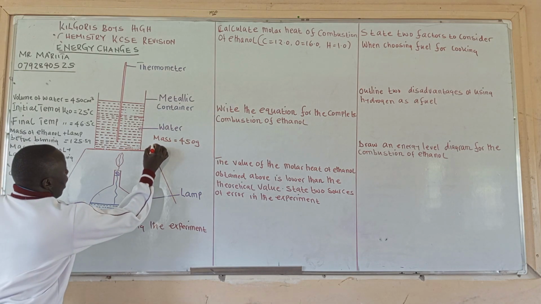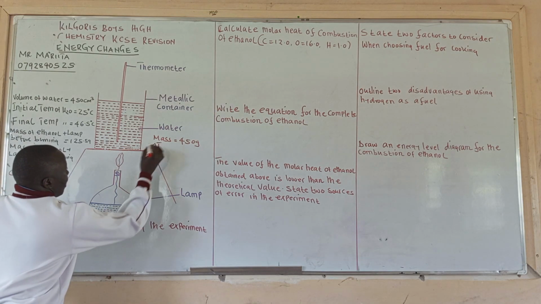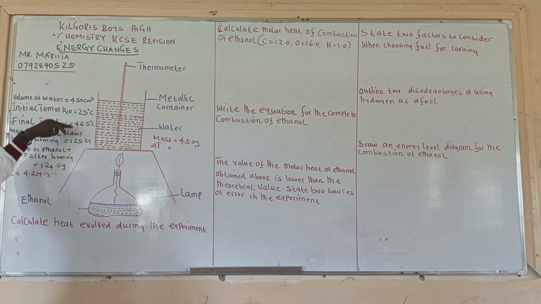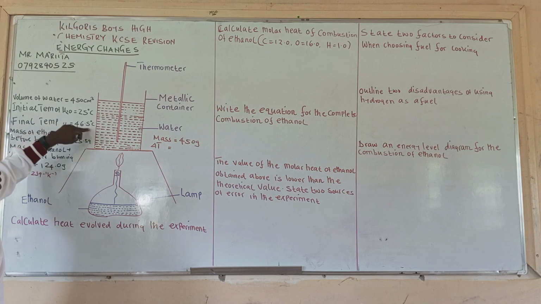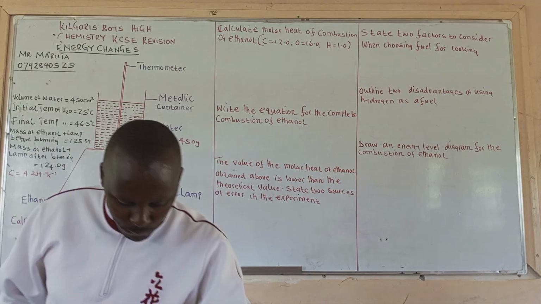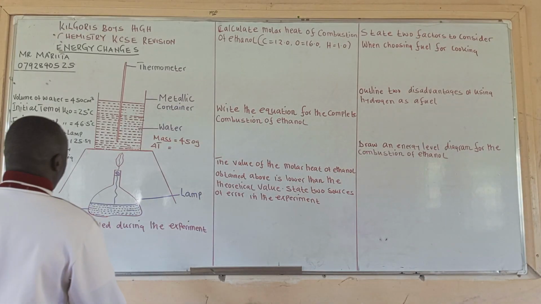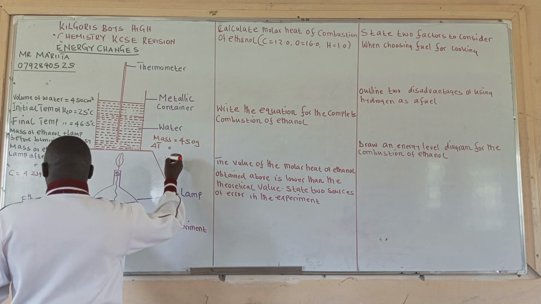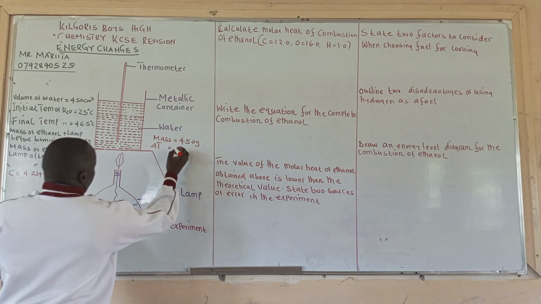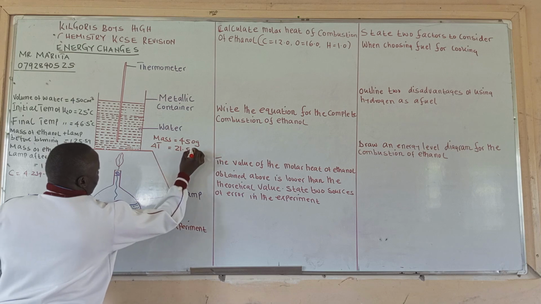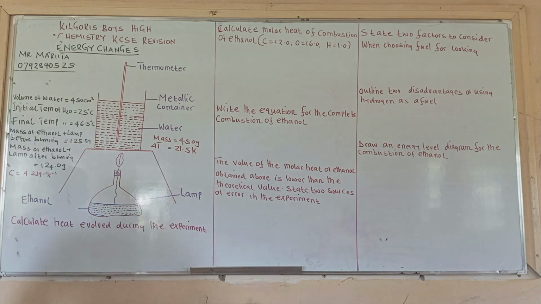You also need to have the change in temperature, change in T. Change in temperature in this case, you take 46.5, you subtract 25. And if you check, the change in temperature is giving us 21.5. So this one will be equivalent to 21.5, in this case Kelvin.